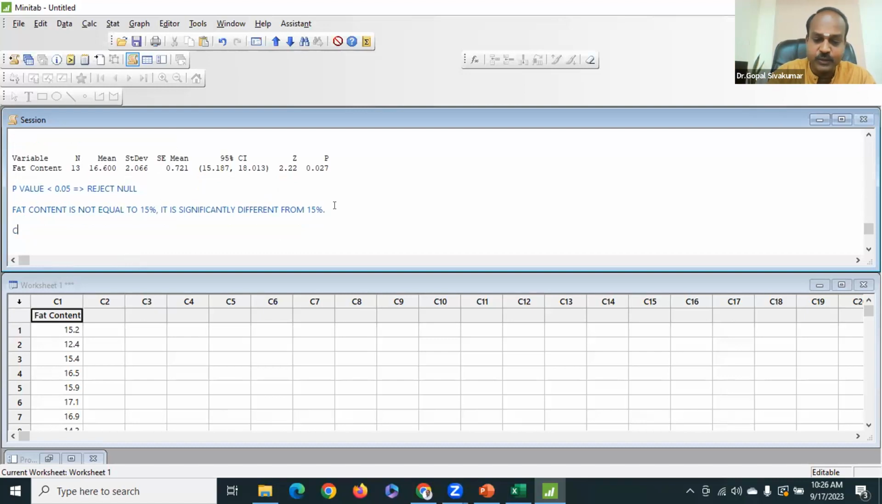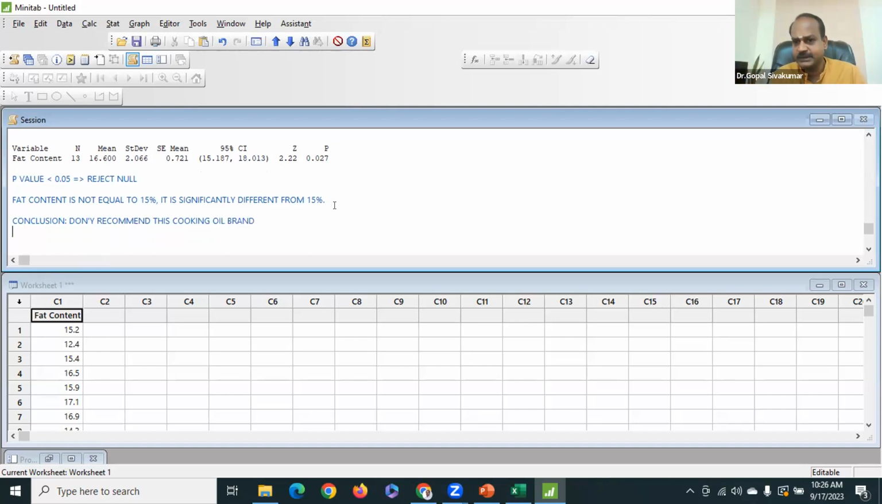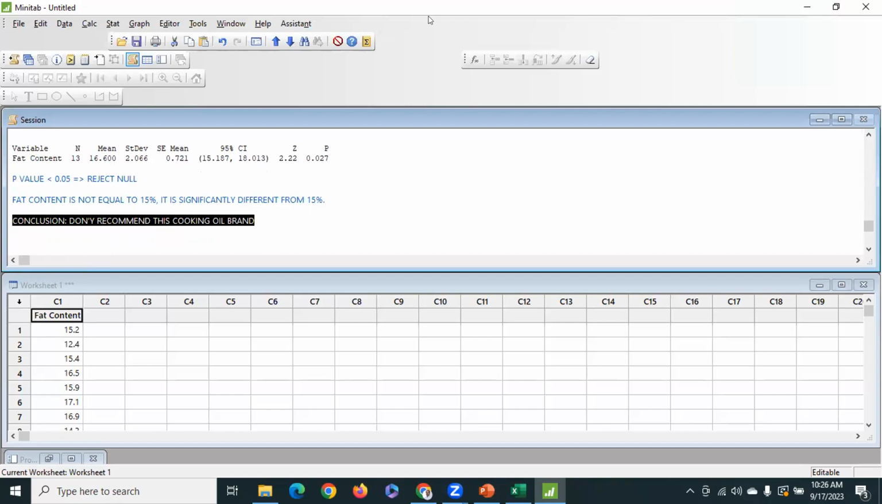So what is the practical conclusion? Don't recommend this cooking oil brand. Am I right? Now you are able to take a decision. Statistically saying, reject the null hypothesis, these are all okay. But finally, this is what is required. So, sir, in this condition, we are not recommending because it is different from 15%. It may be good or it may be bad also. We don't know.